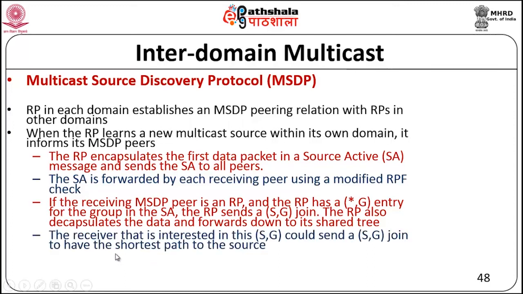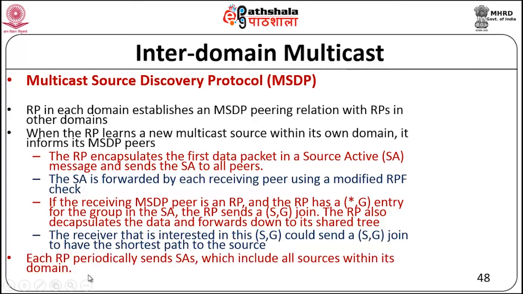So once that is done, this RP also gets connected to the source. Okay, so the receiver that is interested in this S comma G could send an S comma G join to have the shortest path to the source as well. So these are the options that we have. Okay, so once this is done, you will see that data can start flowing through the RPs to the other members who are there in the other domain. Okay. And each RP will periodically send these SAs, which include all the sources that are there within its domain, just to inform the other RPs that these sources are available.